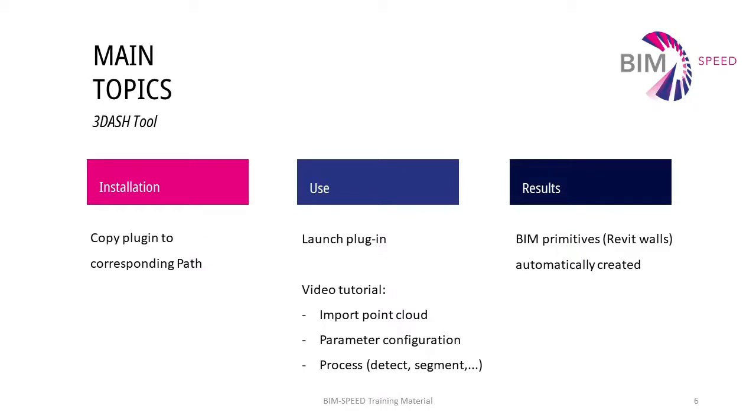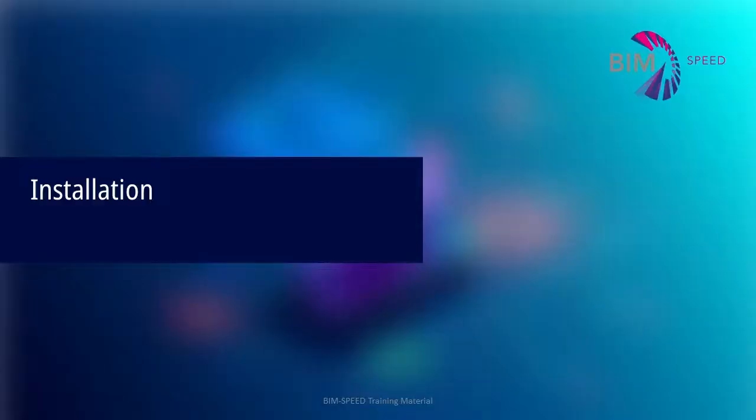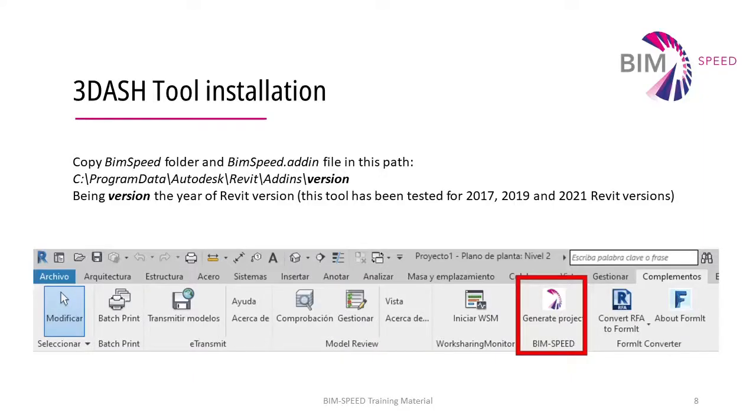The three main topics that will be detailed in the next part of the video are the installation of the tool, its use and the results obtained. To install this tool you need to copy the BIM-SPEED folder and BIM-SPEED.addin file in this path: C:/ProgramData/Autodesk/Revit/Addins/version. Being version the year of the Revit version, this tool has been tested for 2017, 2019 and 2021 Revit versions.